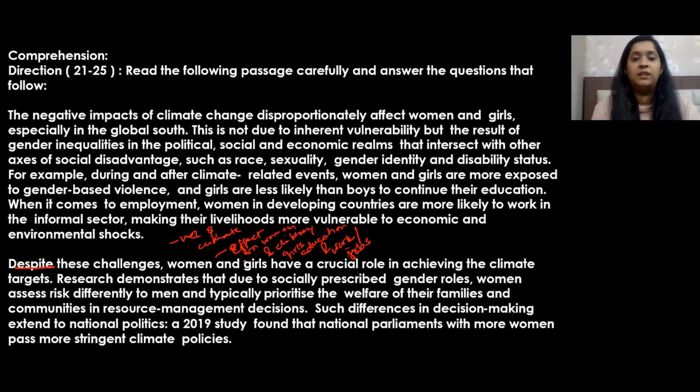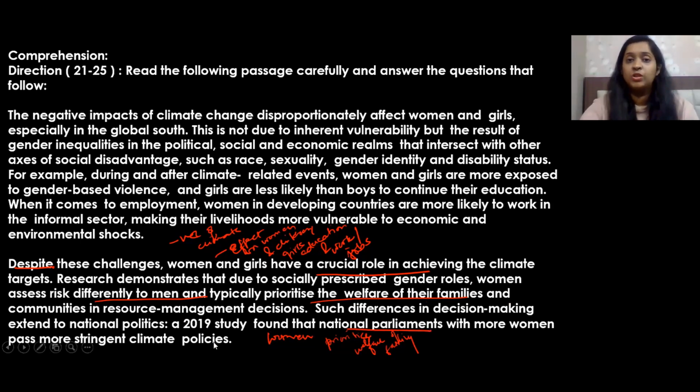Despite these challenges, women and girls have a crucial role in achieving the climate targets. Research demonstrates that due to socially prescribed gender roles, women assess risk differently to men and typically prioritize the welfare of their families and communities in resource management decisions. So, women prioritize welfare of family more than men do. Such differences in decision making extend to national politics. A 2019 study found that national parliaments with more women pass more stringent climate policies.